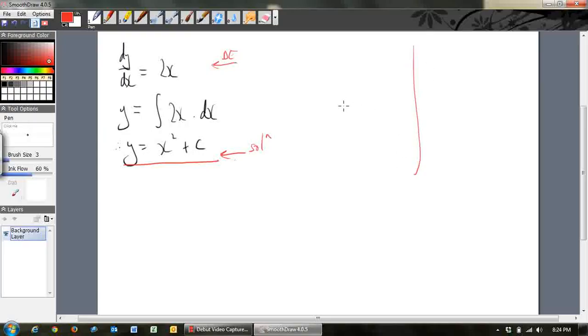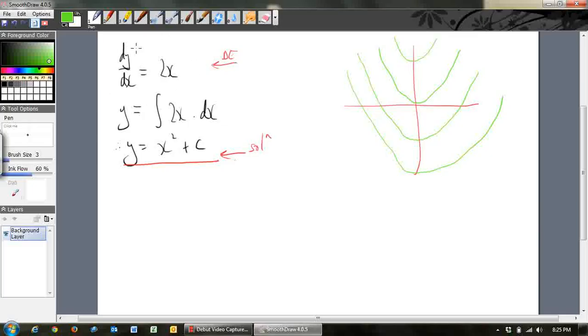Now, if we sketch what we just did on a graph, how would we sketch that? Well, it depends on what the value of c is. We've got this integration constant here, so it could be anything. If c was equal to 0, the graph would look like this. If c was equal to -3, the graph would look like this. If c was equal to -10, the graph would look like this. If c was equal to 5, the graph would look like this, and etc.